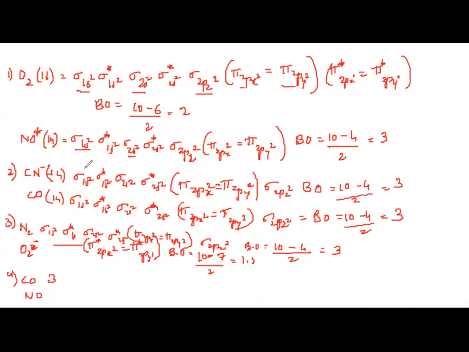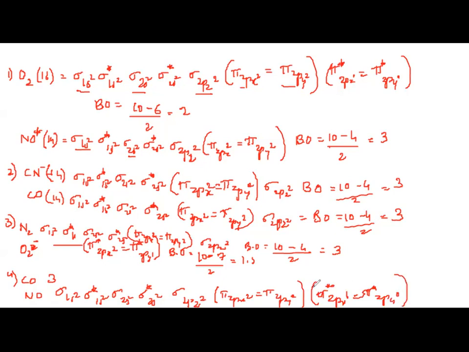So NO will be what? I will write here. Sigma 1s2, sigma star 1s2, sigma 2s2, sigma star 2s2, then oxygen is there, sigma 2pz2, pi 2px2 equal to pi 2py2, then pi star 2px1 equal to pi star 2py0, because there is only one electron required.